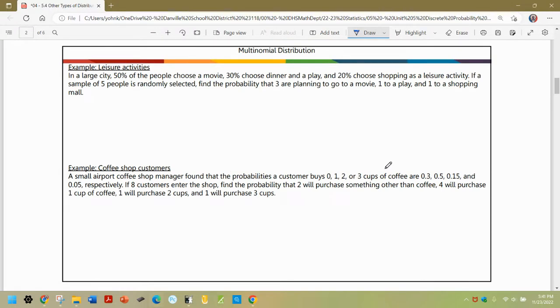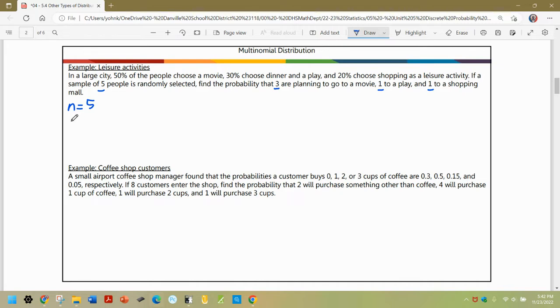So here's an example of a multinomial distribution. In a large city, 50% of the people choose a movie, 30% choose dinner and a play, and 20% choose shopping as a leisure activity. If a sample of 5 people is randomly selected, find the probability that 3 are planning to go to a movie, 1 to a play, and 1 to a shopping mall. Okay, so we have 5 trials altogether. However, we have 3 different outcomes. Notice that 50%, 30%, and 20% total 100%. So I have 3 outcomes here and 3 corresponding probabilities.